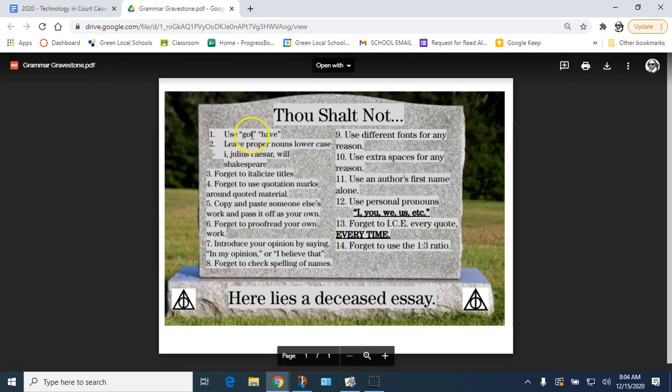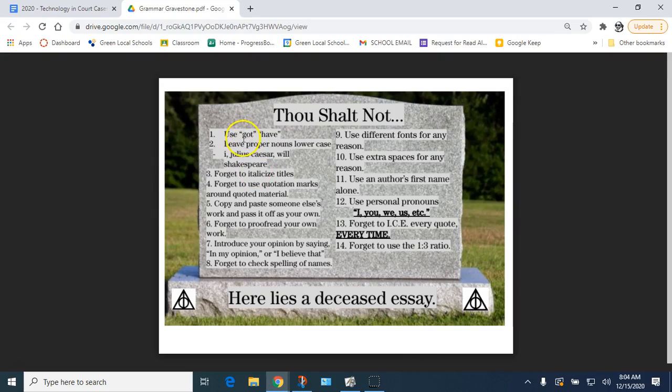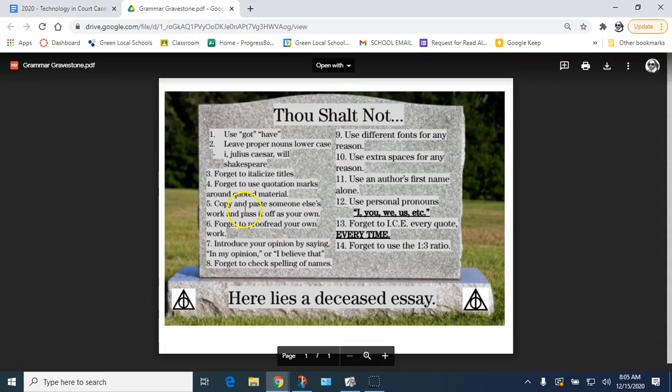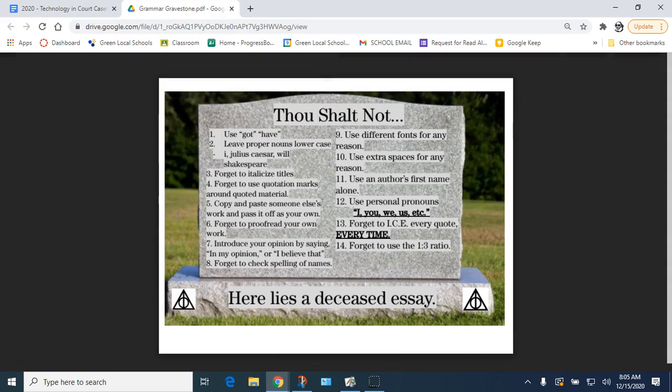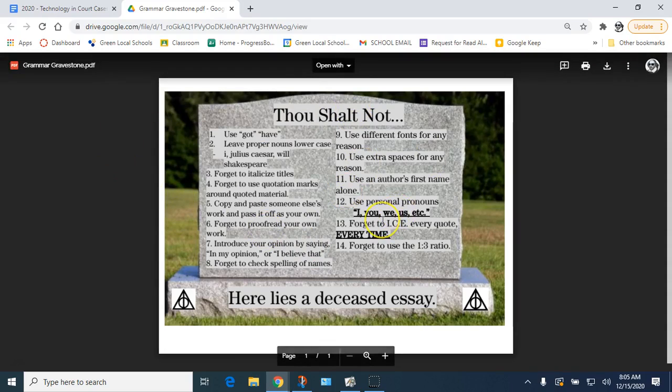Don't use words like "I got" or "the person got in an accident," okay? The person was in an accident, okay? Capitalize proper nouns, capitalize names. Article titles need to be in quotes. Don't forget to use quotation marks around quoted material. Don't introduce your opinion by saying "in my opinion" or "I believe that," right? Thou shalt not. If you do things on this list, I'm just going to send it back to you and say you need to try again. So I'm giving you the list. This is what I look at, okay? This is what I look at first.